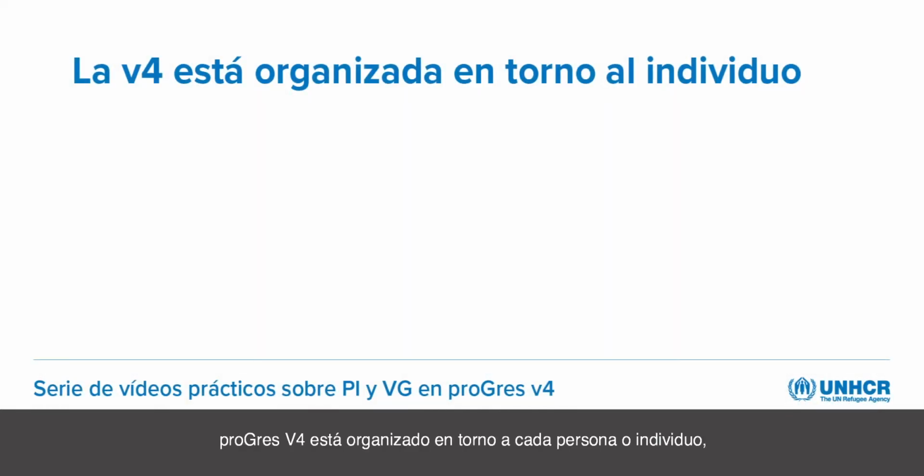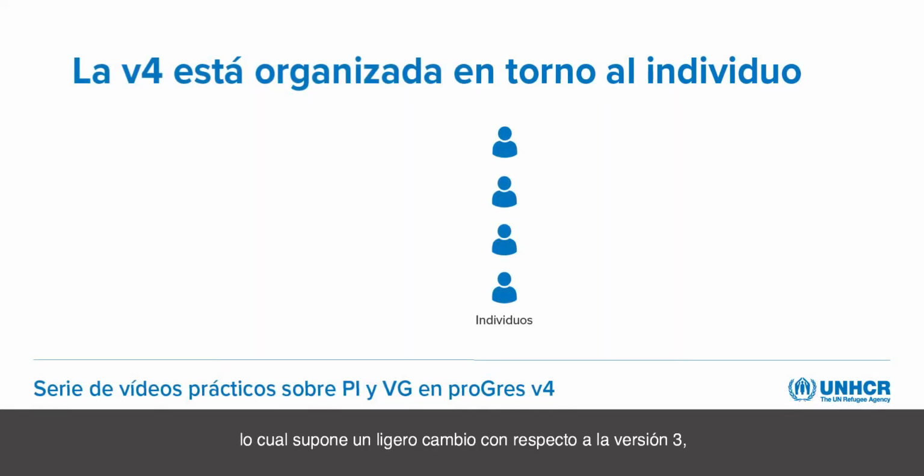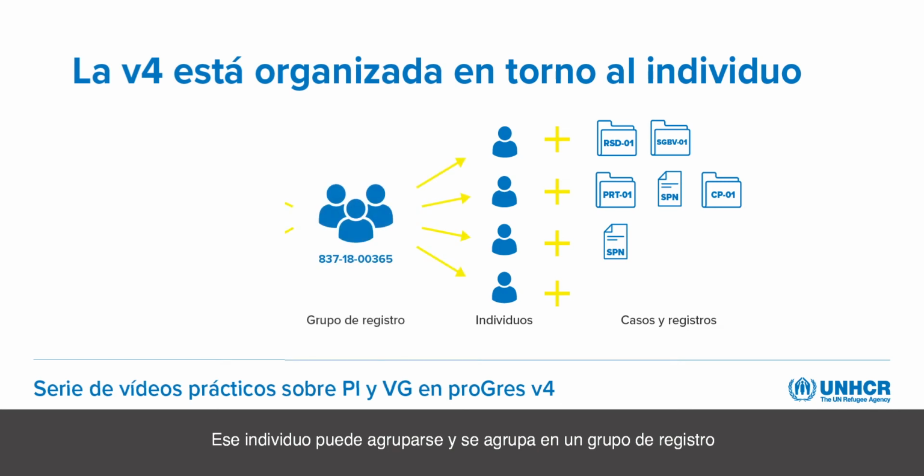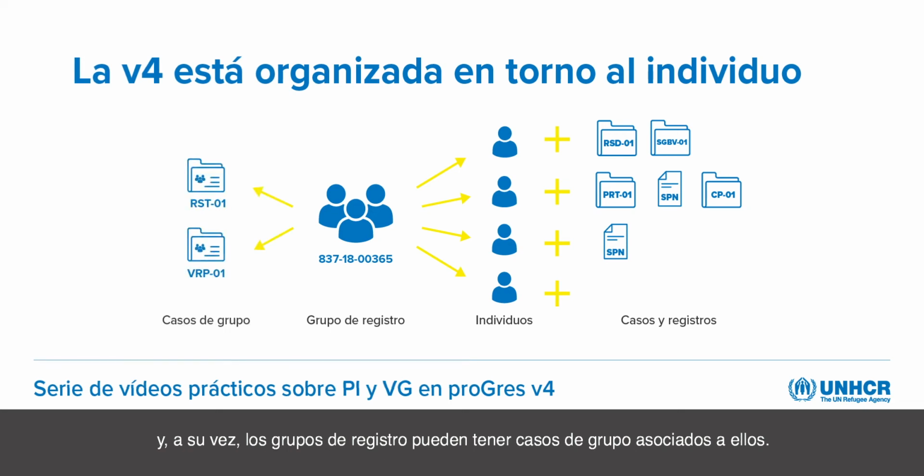Progress V4 is organized around the individual. This is slightly different than Progress version 3, which really focused on registration groups. In Progress V4, what you will see is that there is a record created for each individual. Now that individual can then be lumped and is lumped into a registration group, and those registration groups can have group cases associated with them.